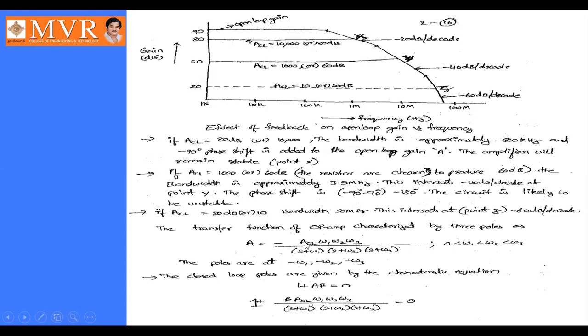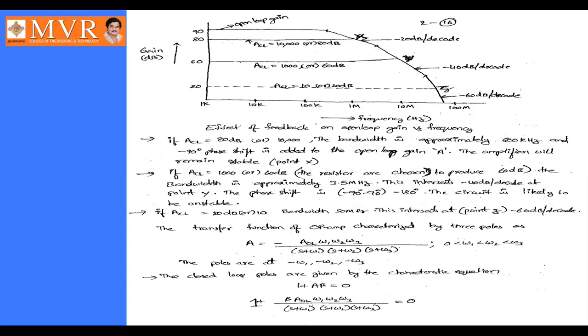So A is equal to minus AOL into omega 1 into omega 2 into omega 3 divided by S plus omega 1 into S plus omega 2 into S plus omega 3. Where 0 less than omega 1 less than omega 2 less than omega 3. So here the closed loop voltage gain A is going to depend upon open loop voltage gain and the corner frequencies, that is omega 1, omega 2 and omega 3 also.